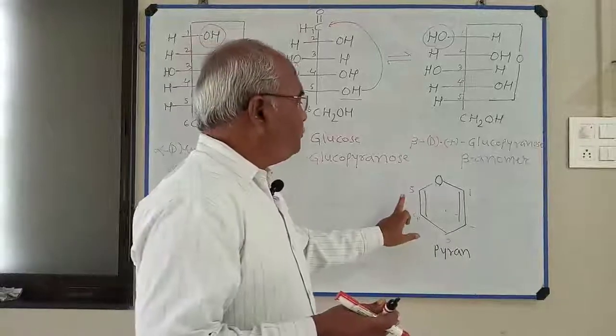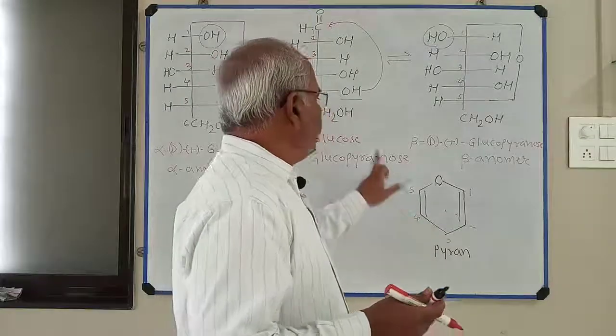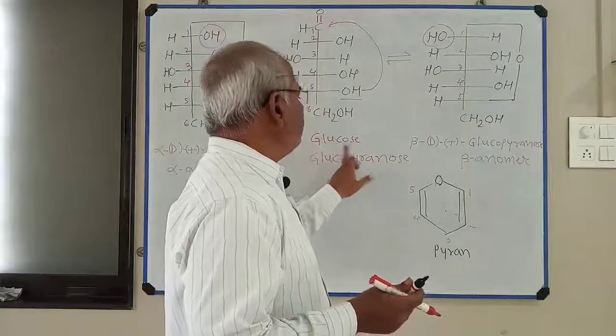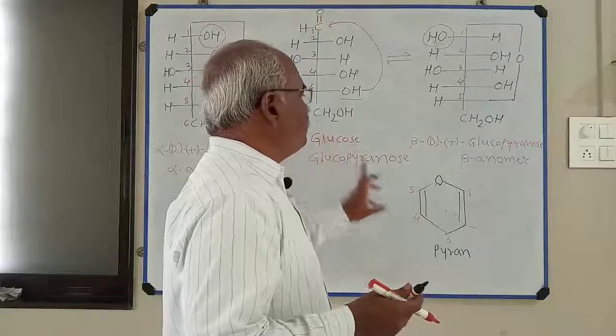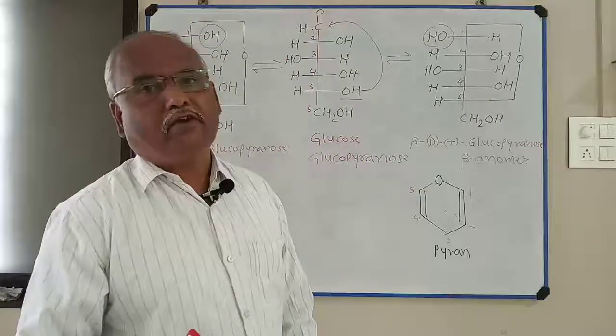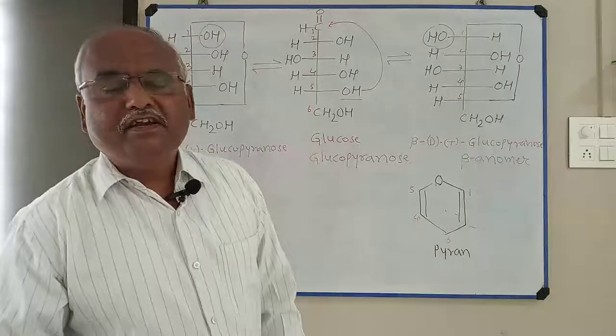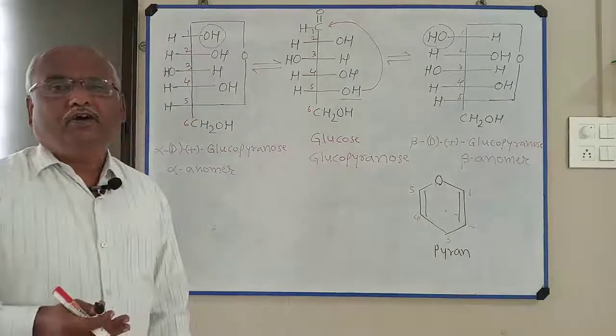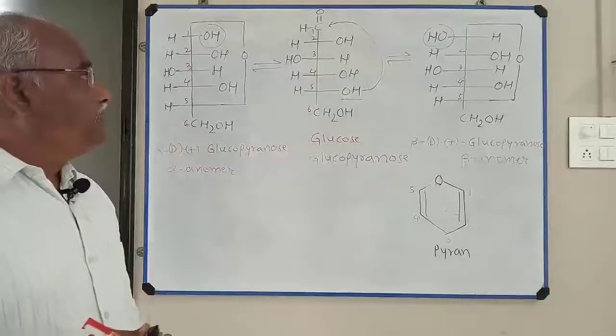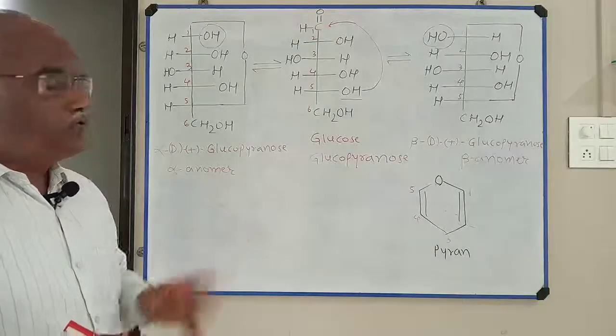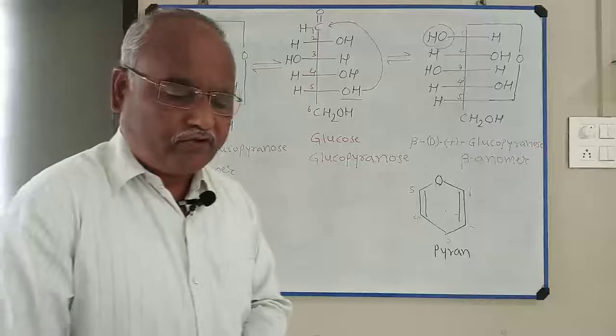So this is pyran. Therefore, in analogy with pyran, glucose is called glucopyranose. I think you have understood this. If it is clear, then I am going to explain Haworth projection formula.